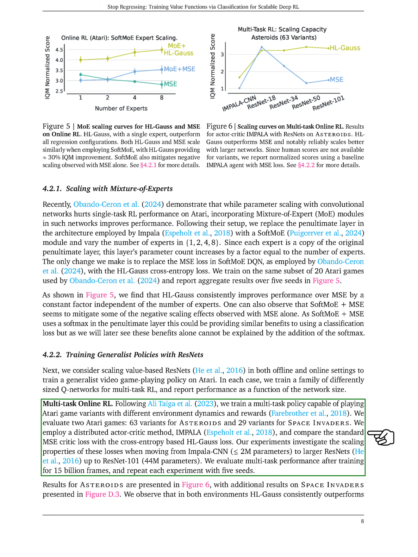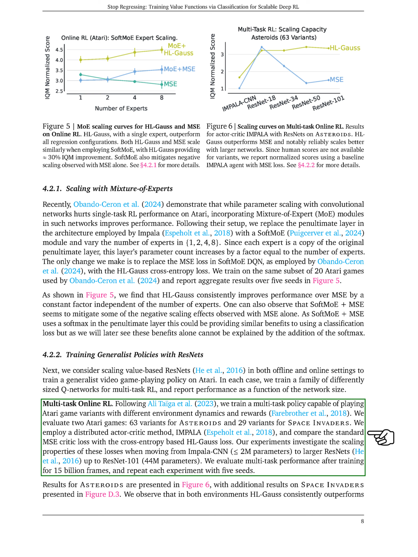In the online multitask RL scenario, we trained a policy capable of playing different Atari game variants, each with unique dynamics and rewards. We focused on 2 games, Asteroids and Space Invaders, evaluating 63 and 29 variants, respectively. We utilized a distributed actor-critic method, Impala, and compared the standard MSE critic loss with the cross-entropy-based HL-Gauss loss.